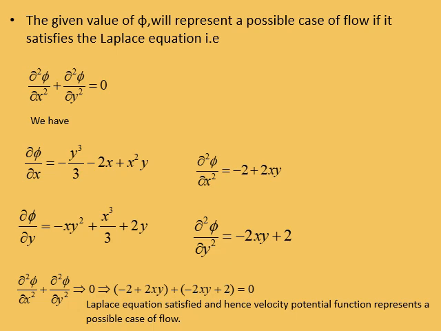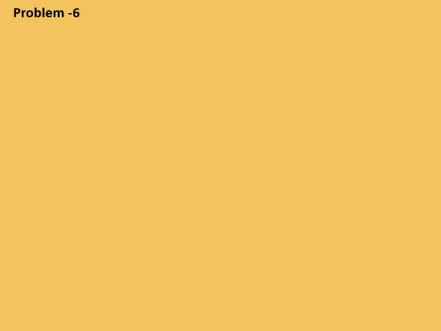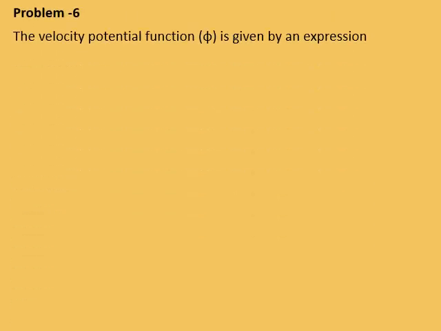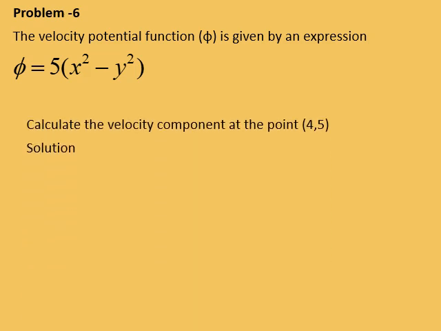So because of this satisfaction of the Laplace equation, it is a possible case of flow. Now numerical number 6, the velocity potential function phi is given by the expression phi is equal to 5 into x square minus y square, this whole square. That is, calculate the velocity component at point 4 and 5.